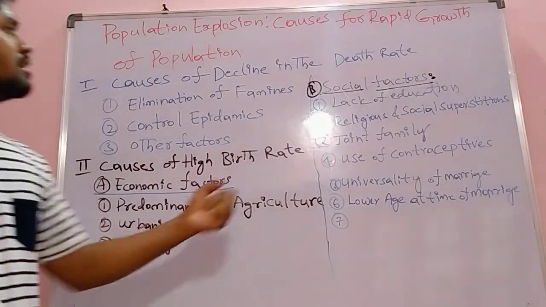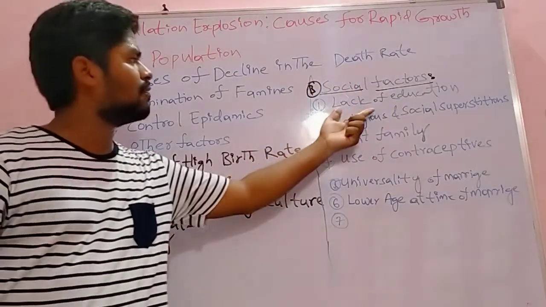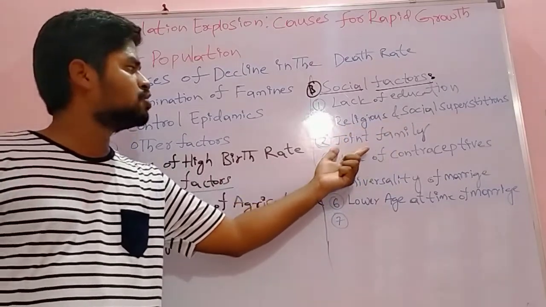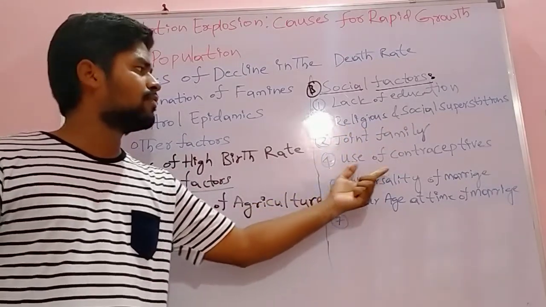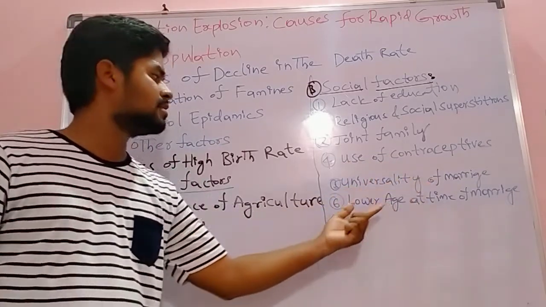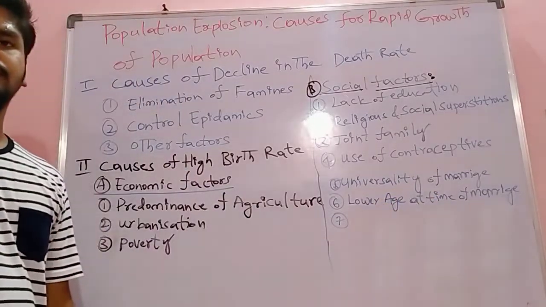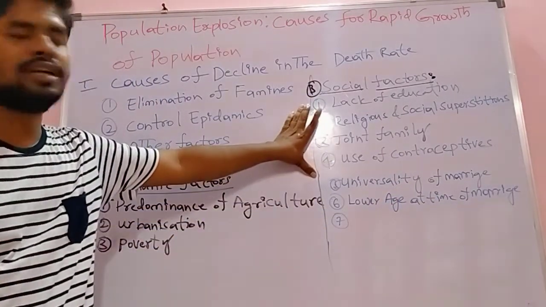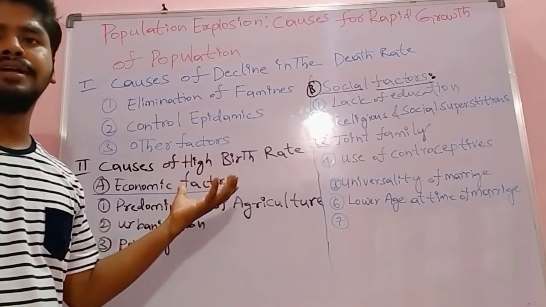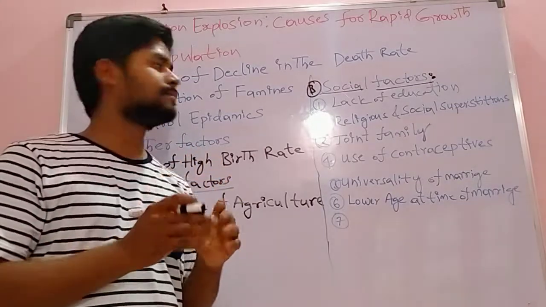And coming to the social factors. Social factors include the lack of education, religious and social superstitions, joint family, use of contraceptives, universality of marriage, and lower age at the time of marriage, right? So these are the social factors which impact our high birth rate, right? Just look at them one by one here.